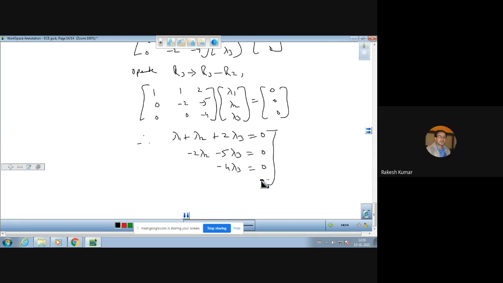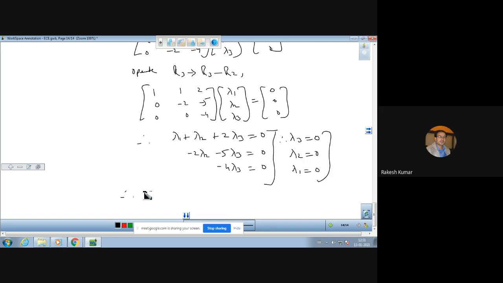And you just see, from the last equation, lambda 3 comes out to be 0 here. And if you use lambda 3 as 0 in the second equation, you will have minus 2 lambda 2 is 0. So lambda 2 is also 0. So lambda 3 is 0, lambda 2 is 0. If you put these values here, lambda 1 will also come out to be 0. Now, all the scalars are 0.